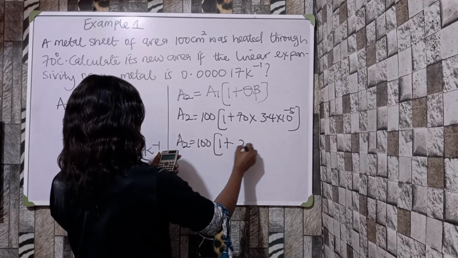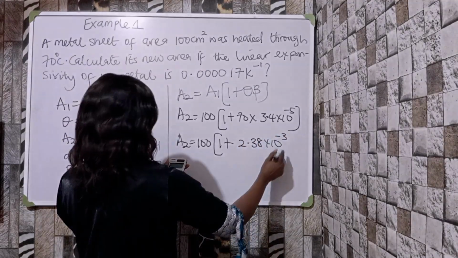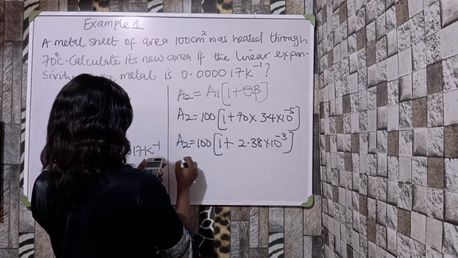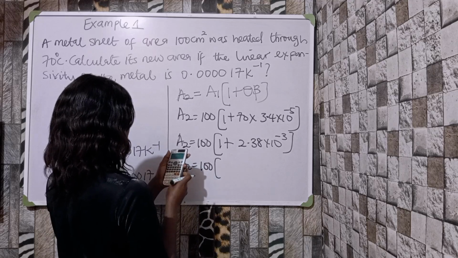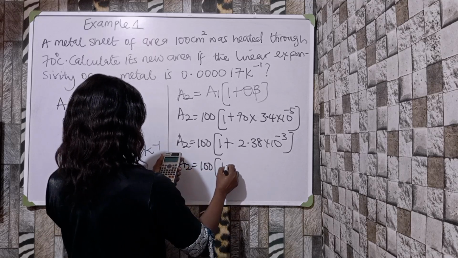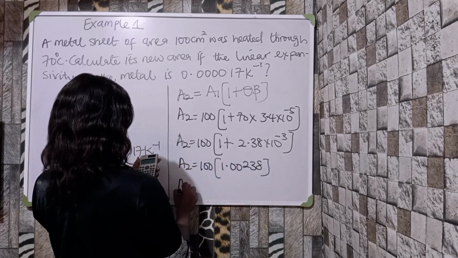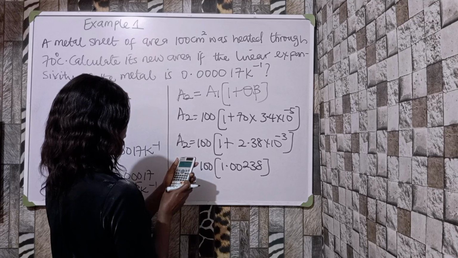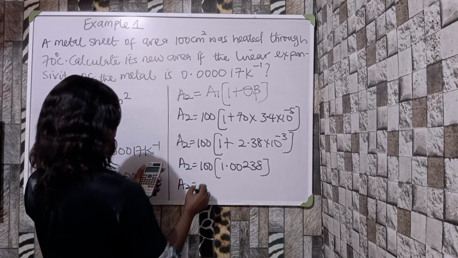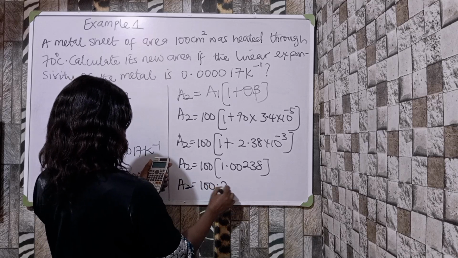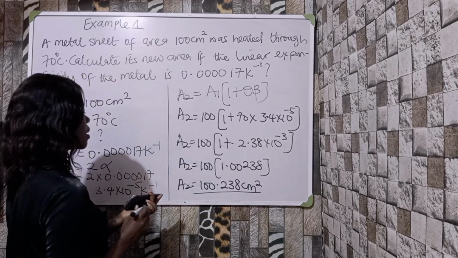It's going to give me 2.38 times 10 raised to the power of minus 3. Then I add 1, and what I have is 1.00238. Then I multiply by 100. All right, so what do I have? I have 100.238 centimeter square.